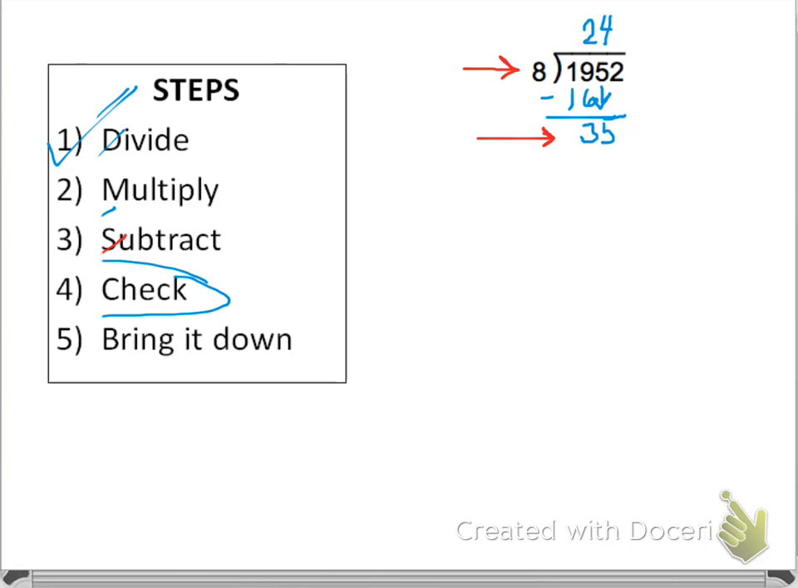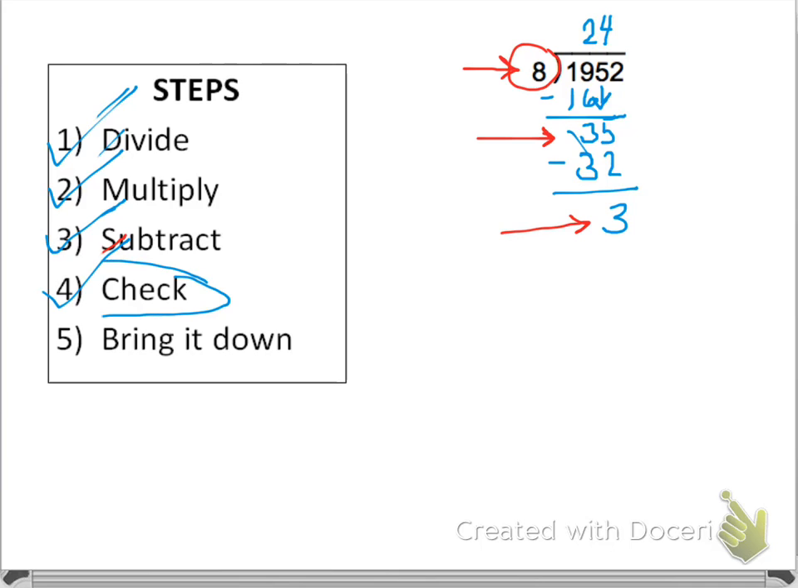Now we multiply. 4 times 8 is 32. Again, make sure you're lining everything up very carefully. Now we subtract. 5 minus 2 is 3, and 3 minus 3 is 0. Done. We check. So again, we're going to check to make sure that this number here, our 3, is smaller than our 8. And it is smaller than 8, so we're okay to continue.